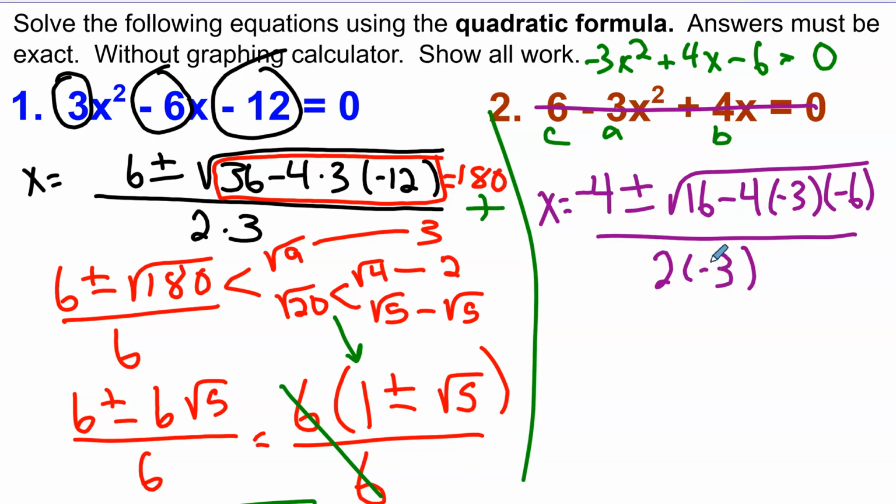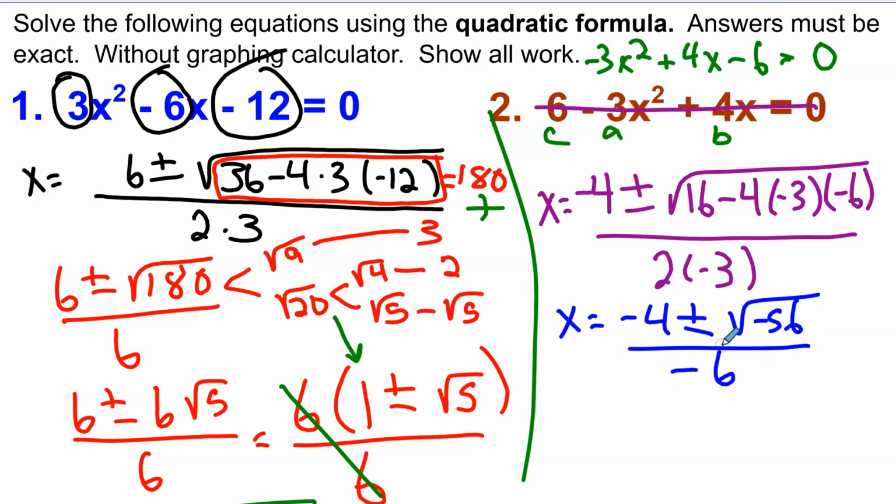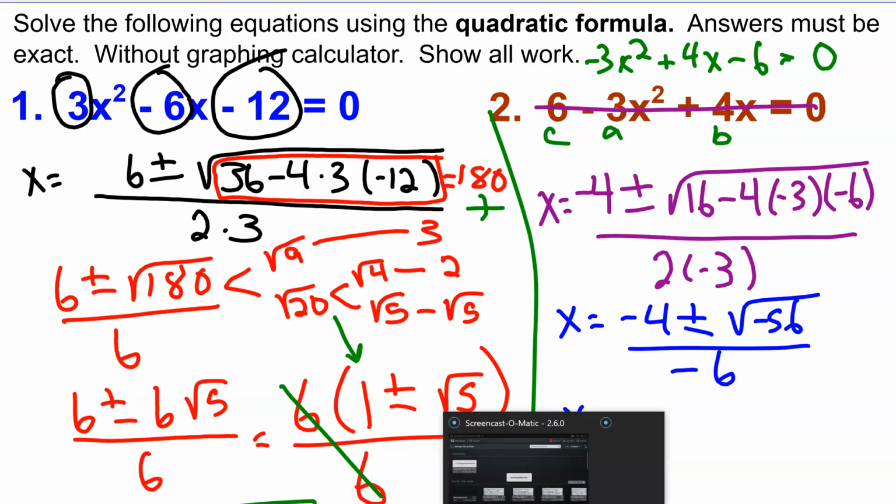So I have 16 minus 4 times negative 3 times negative 6. And that's going to end up to be x equals negative 4 plus or minus the square root of negative 56 all over negative 6. We are going to keep going on that one.